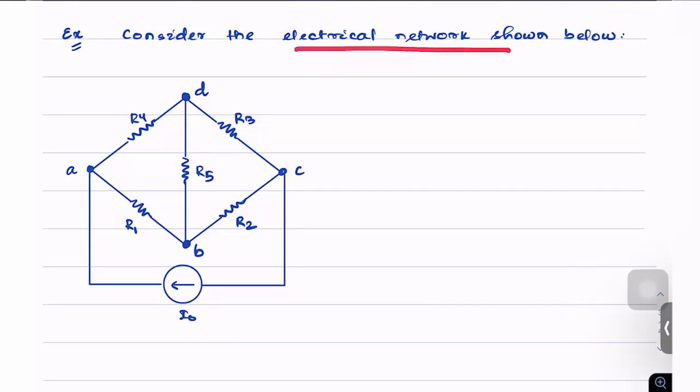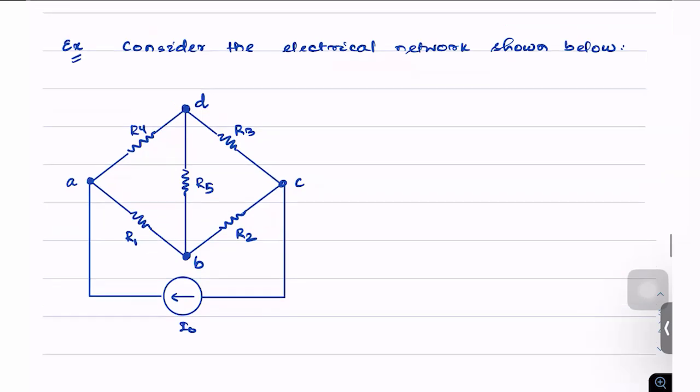Consider the electrical network shown in this figure. When we're trying to represent this electrical circuit in the form of a graph, the nodes that are the junctions shown here become the nodes of our graph, and each branch becomes an edge. The branches shown here become the edges.